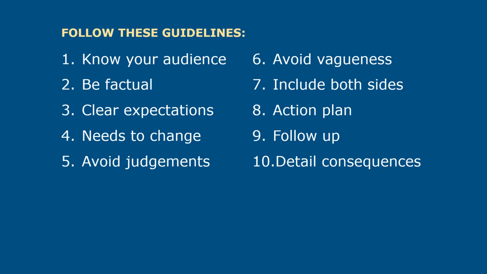Number seven, include both sides. Include the employee's explanation for their conduct and behavior. Showing multiple perspectives demonstrates fairness in the process. Number eight, create an action plan. Include deadlines for the employee to use. Don't just say, "we expect you to improve immediately." Instead say, "we expect your report to be submitted by 5 p.m. tomorrow." Number nine, follow up on expectations, action plans, and deadlines, and document it. If you don't follow up, it shows that you don't care. And ten, detail consequences. Describe the consequences of the behavior or poor performance continuing.